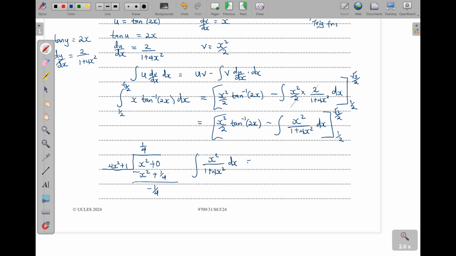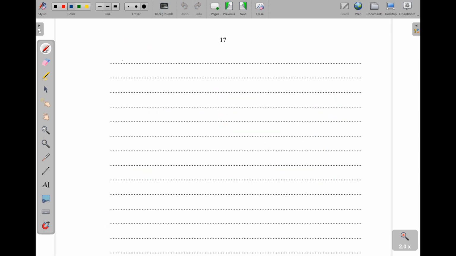Okay, then after that, that means the integral of this x squared over 1 plus 4x squared with respect to x is going to give us the integral of 1 over 4, then minus the remainder, so minus a quarter of 1 plus 4x squared, with respect to x. Now let me go to the next page. So we have the integral of 1 over 4 minus 1 over 4 into 1 plus 4x squared.